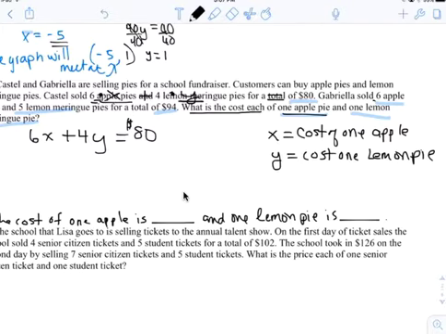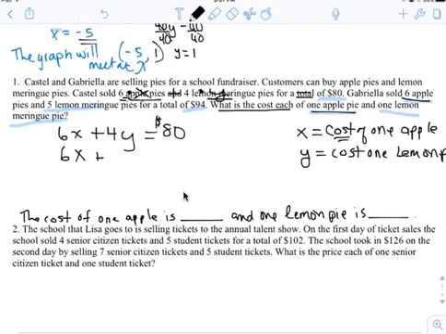Gabriel sold 6 apple pies, so 6 times the cost of an apple pie. 6 times 1 cost. Remember, it's the cost of 1 apple pie. Plus 5 times the cost of lemon meringue pie equals $94. Okay.